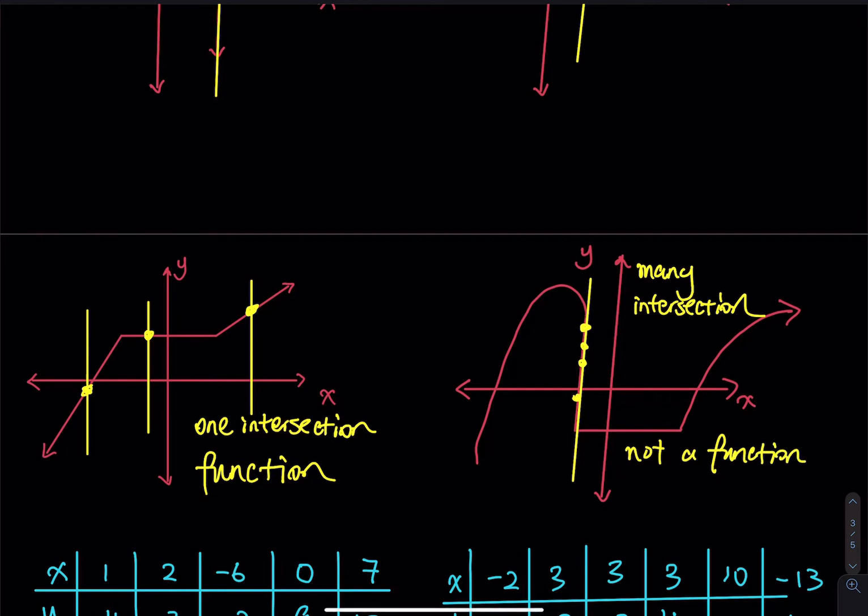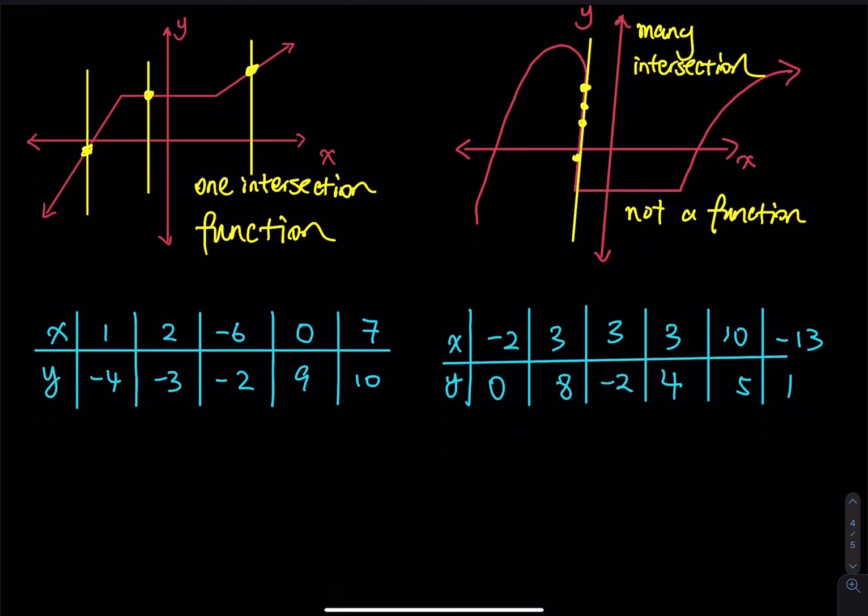The rule is this: as long as I can draw one vertical line and get more than one intersection, then the entire graph is not a function. That's the rule. As long as I can catch you one time, I sketch one vertical line and I see more than one intersection, then the entire graph is not a function.